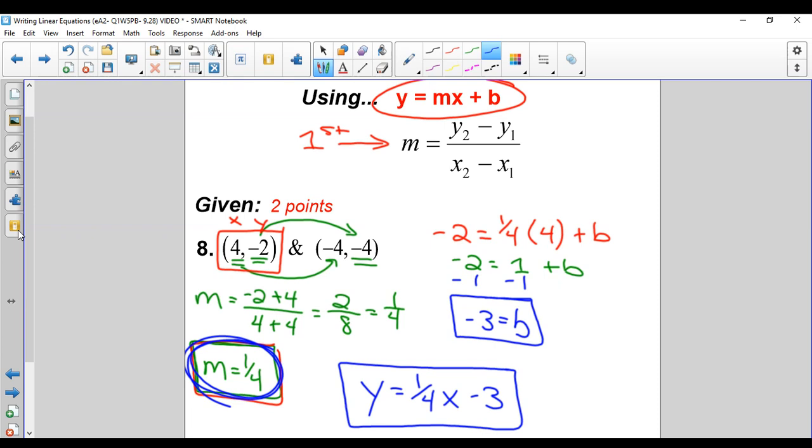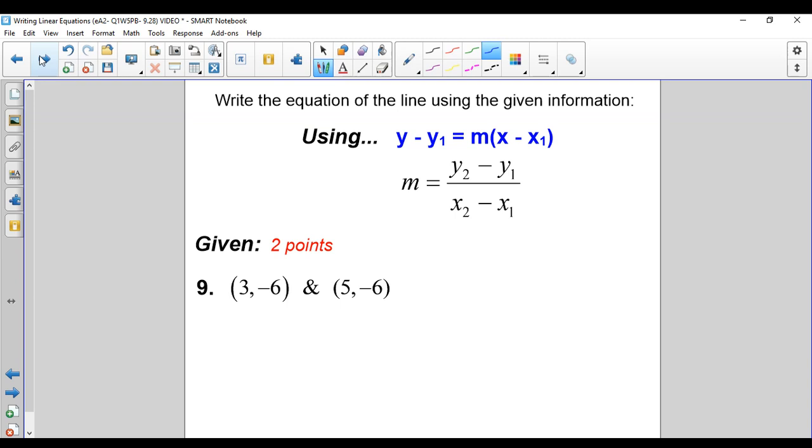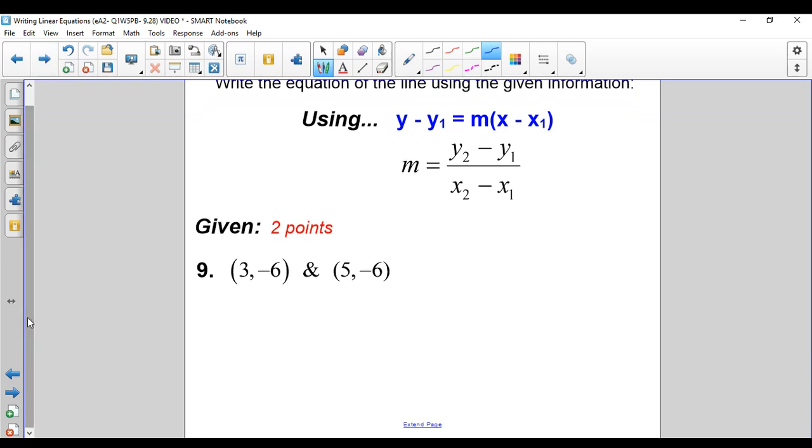Let's check out one more just for good measure. Let's go through this a little bit quicker. I'm going to go through point slope form here again. So slope, I'm going to go -6 plus 6 up top. That means I have to go 3 minus 5 if I want it this way. Okay, I get 0 up top.